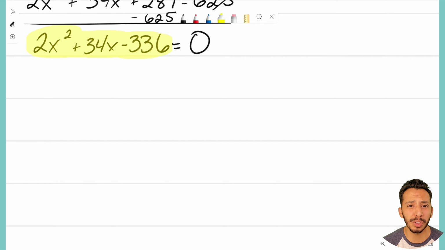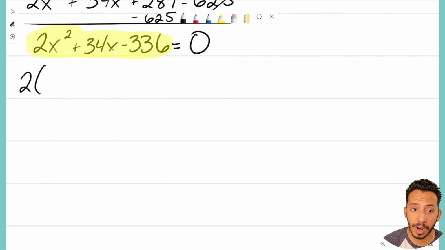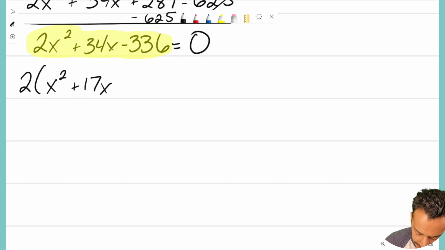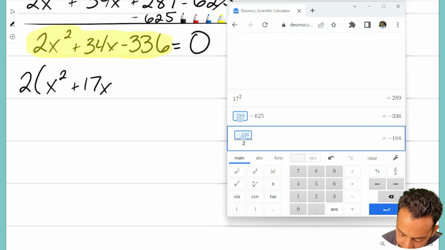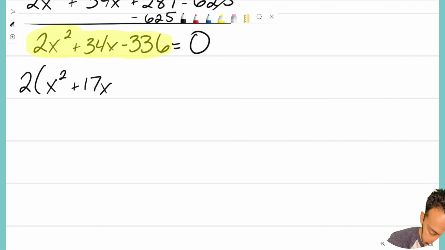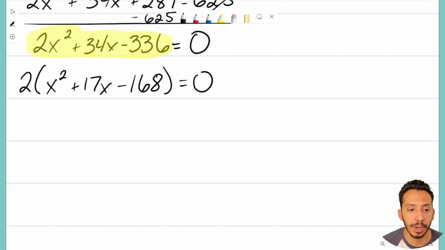I'm trying to use the zero product property here, right? That's my goal. I want to get 2 factors so that I can solve for x. I think one thing that I can do here is definitely factor out a 2, right? Each of those terms is divisible by 2. I'd be left with x squared plus 17x. Probably got to get my calculator out for this. What is that number divided by 2? It ends up being negative 168, right? And that's going to equal 0.